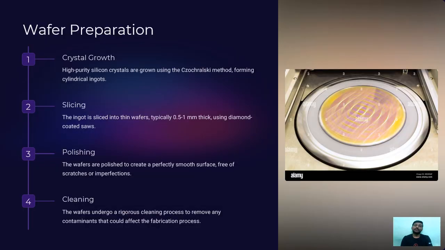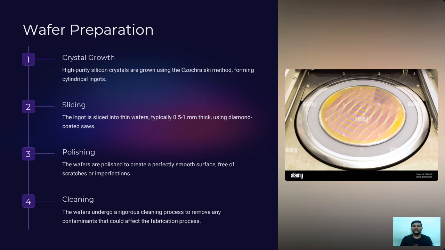First, let us see wafer preparation. Wafer preparation can be done in four steps: crystal growth, slicing, polishing, and cleaning. Crystal growth: high purity silicon crystals are grown using the Czochralski method, forming cylindrical ingots, and then slicing them.